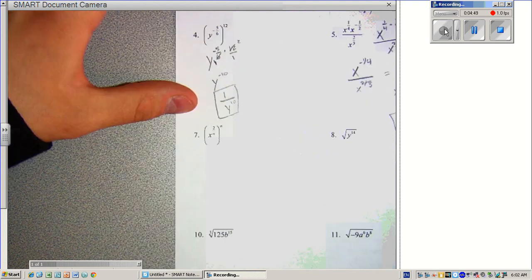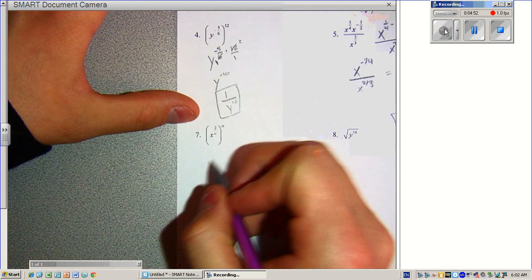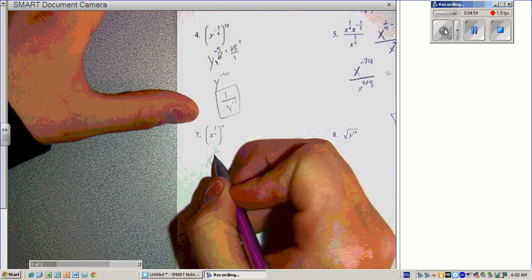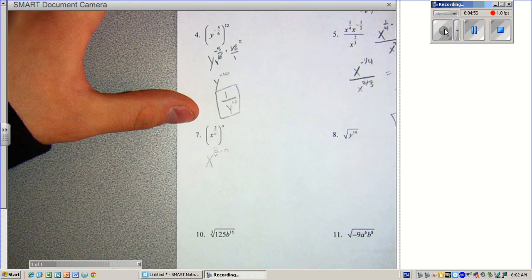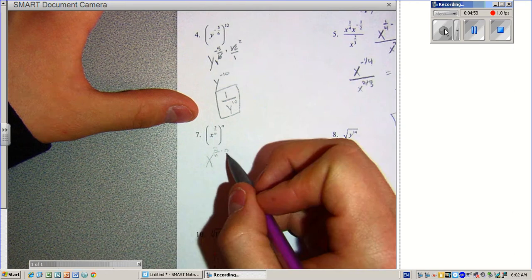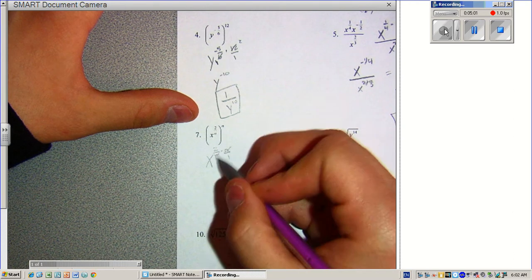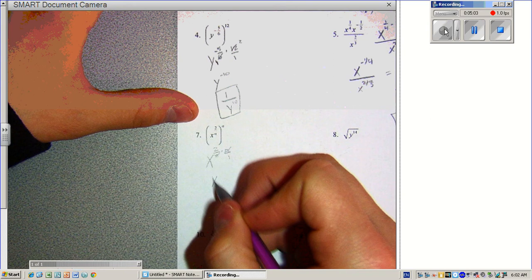Okay, number 7. It's an exponent raised to an exponent, so I'm going to get x to the 2 over n times n. Now if I see that there's an n in the numerator and n in the denominator, I can actually just simplify n over n, which leaves me with x squared.